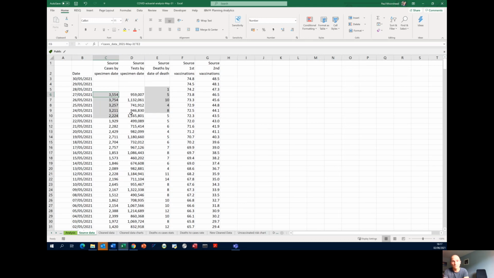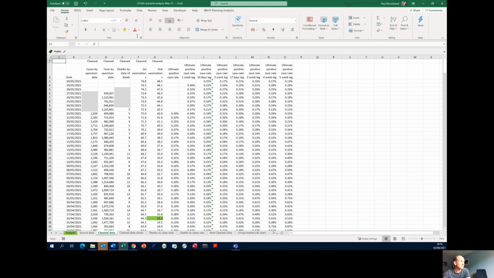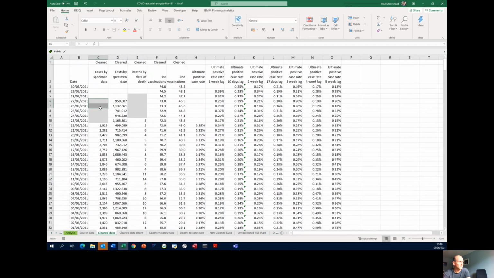So my plan in this model is just to take the data as it is, don't do any transformation of that data. So I'm going to get rid of this grey highlighted information, but I don't think it's really going to cause any problems with my analysis. If I go on to the next tab, I've cleaned the data, but basically what I've done is I've deleted the last 5 days of information on the cases and the deaths.